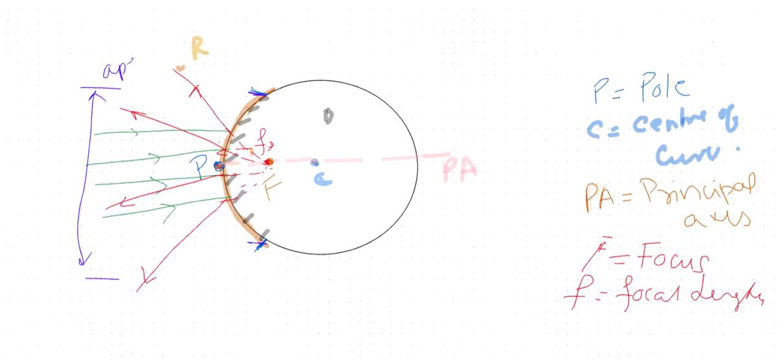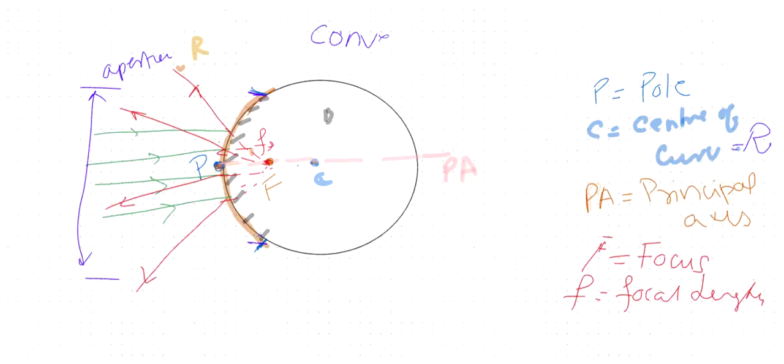Now, in our syllabus, we only have mirrors which are very small in size, so the aperture is the same as the radius of the mirror. In other words, we can say aperture is equal to the radius of the mirror. And we were talking about convex mirrors.